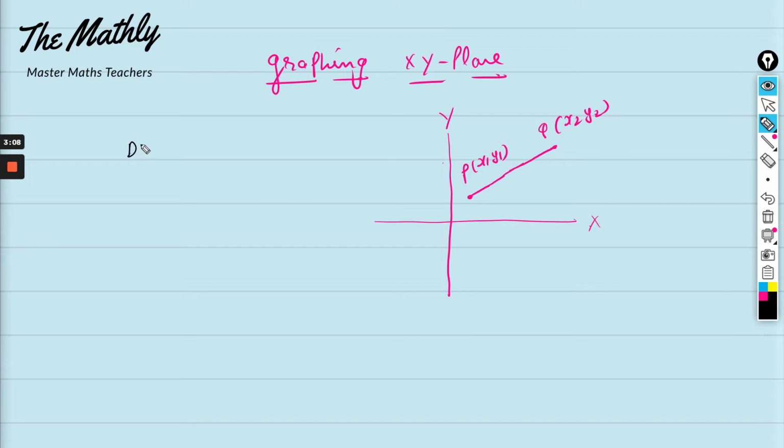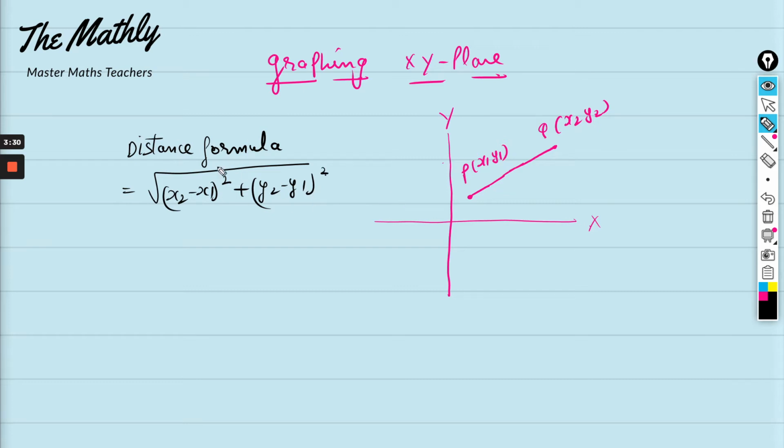Now, you must have done the distance formula. Please always remember, whenever you have to find the distance between 2 points in an xy plane, you have to apply the distance formula. The distance formula is what? I'll write it over here, and we'll derive it also. If I have to find the distance between P and Q, that is going to be the square root of (x2 minus x1) whole squared plus (y2 minus y1) whole squared.